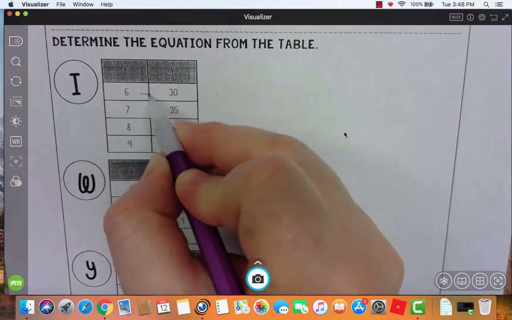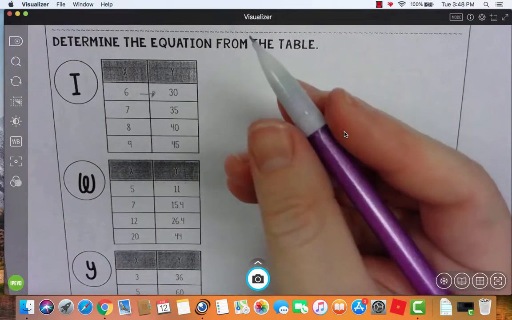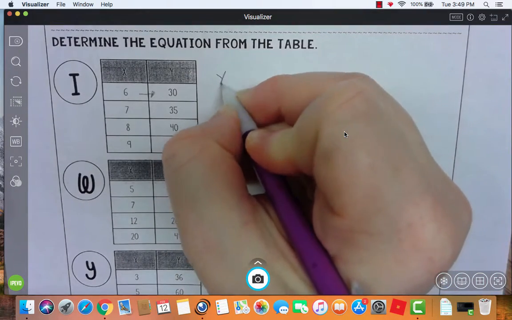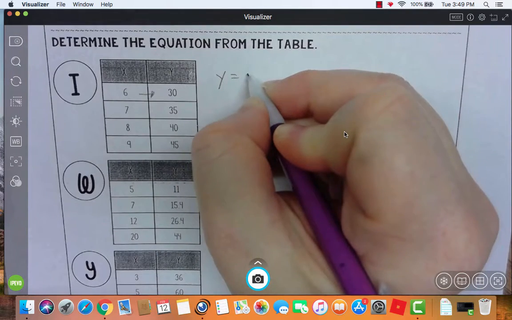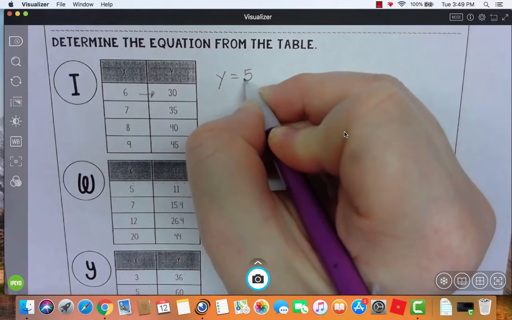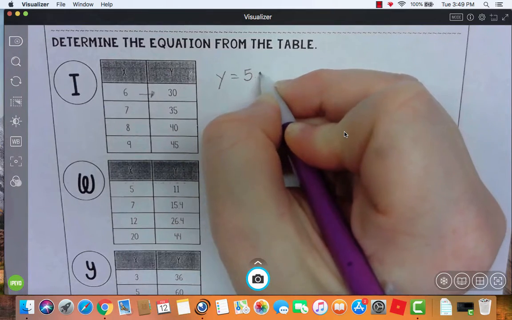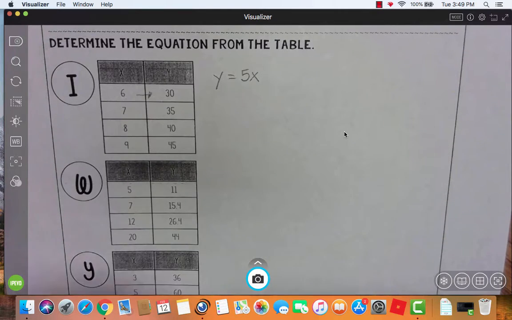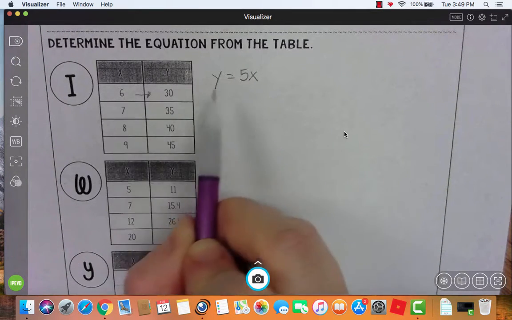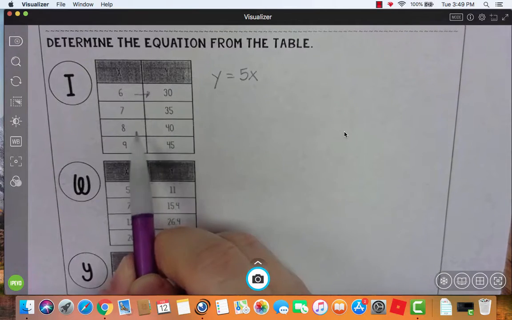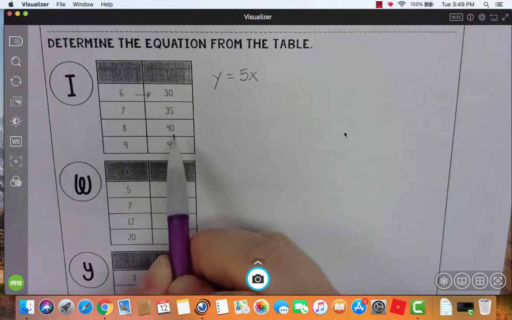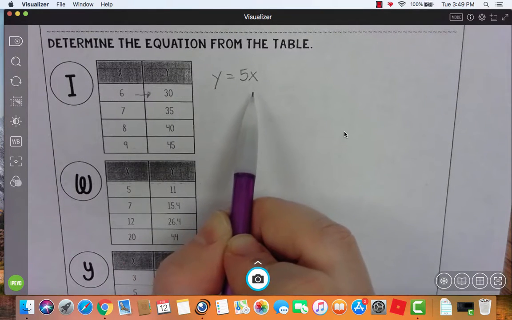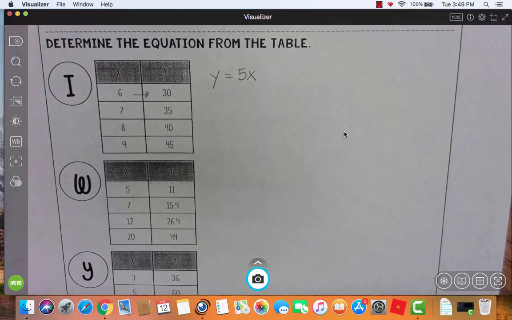It's going to be geometric because I'm going to need to multiply. How do I get from 6 to 30? Yes, I multiply by 5. So y equals, how do I get y? I do 5 times the number x. So how do I check that? Well, 7 times 5 equals 35. 8 times 5 equals 40. And 9 times 5 equals 45. Okay?